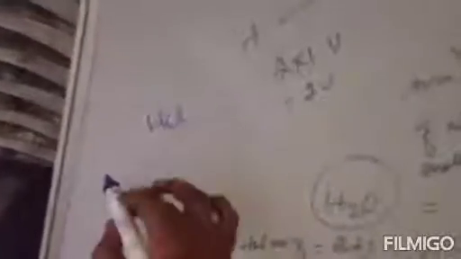Now HCl. Suppose another example, HCl, the molecular mass of hydrogen chloride. Here 2 atoms are present, 1 hydrogen and 1 chlorine. So if we want to calculate the molecular mass of hydrogen chloride, we have to calculate the atomic mass of hydrogen and the atomic mass of chlorine and then add these 2 atomic masses. So we can easily calculate the molecular mass of HCl, or hydrogen chloride.